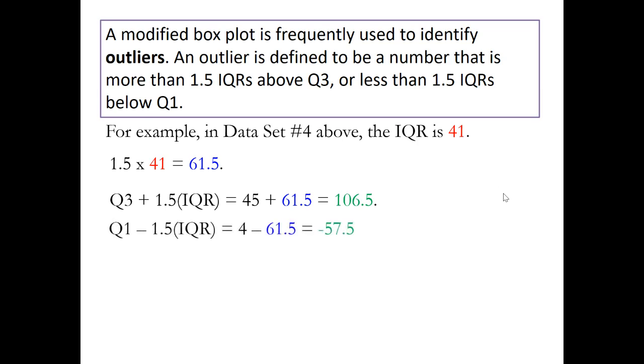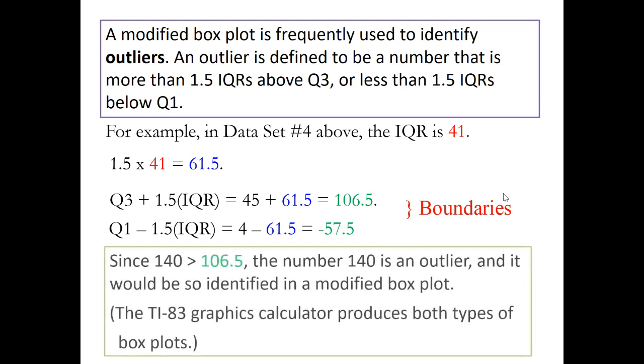Similarly, I take Q1 and subtract 1.5 times the IQR. I have negative 57.5. So anything less than negative 57.5, we'd also call an outlier. These are our boundaries. Boundaries are not actually part of our box plot, though. Now, in our data set, we had 140. 140 is going to be an outlier, so we would have marked it on our modified box plot.